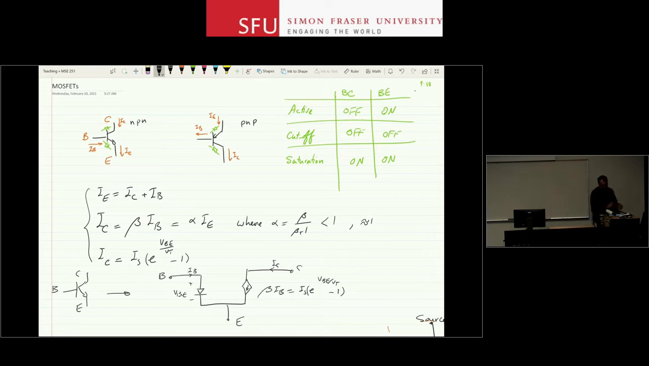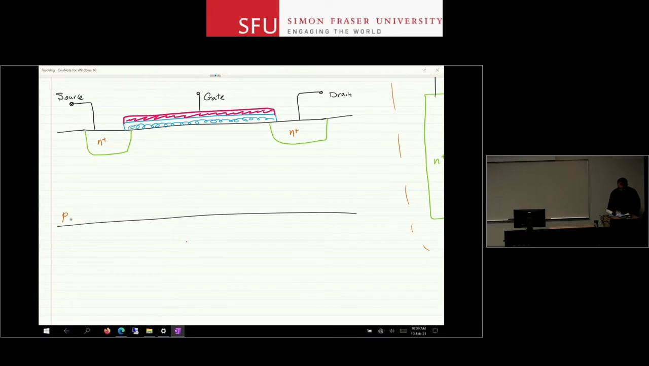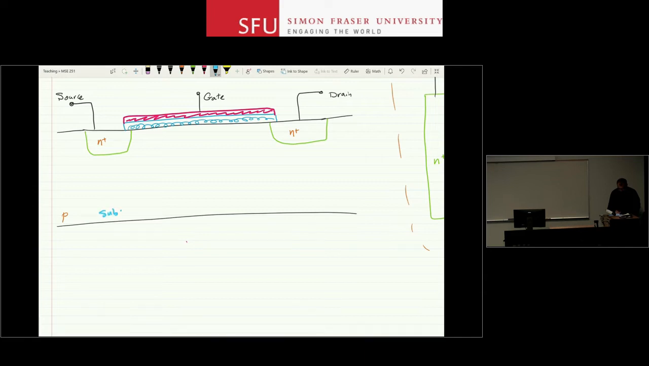So how does a MOSFET look like, and why do we have such a long name for it? So here is a structure for a MOSFET. What you have is a substrate. In this case, it's a P-type substrate. So this is what you have at the bottom. Okay, and you make everything on this substrate. You take a piece of wafer, silicon wafer, and you make everything on it.